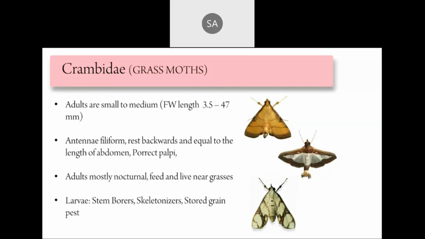Next is the grass moths. These are very common moths which fly close to the ground, at some height, like 2 feet. These moths always fly in the grass. And these moths are very important economically because they are pests. They are stem borers, they are skeletonizers, and they are pests of grains. And rice leaffolder belongs to this family. Next slide.